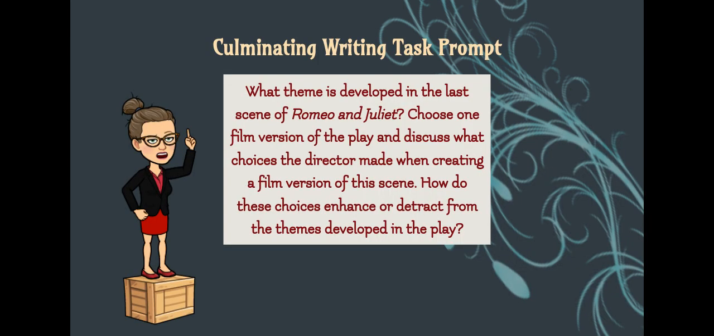Let's briefly review our culminating writing task prompt. What theme is developed in the last scene of Romeo and Juliet? Choose one film version of the play and discuss what choices the director made when creating a film version of this scene. How do these choices enhance or detract from the themes developed in the play?